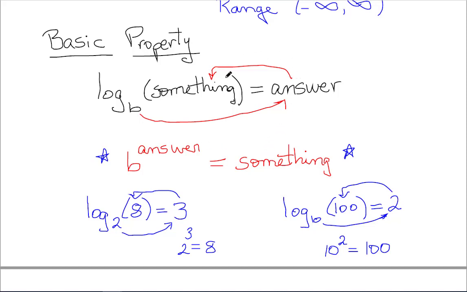on the inside. So log 2 of 8 is 3 because 2 raised to the third power is equal to 8. Log 10 of 100 is 2 because 10 squared is 100. This basic property is the one that drives everything we will know about log functions.